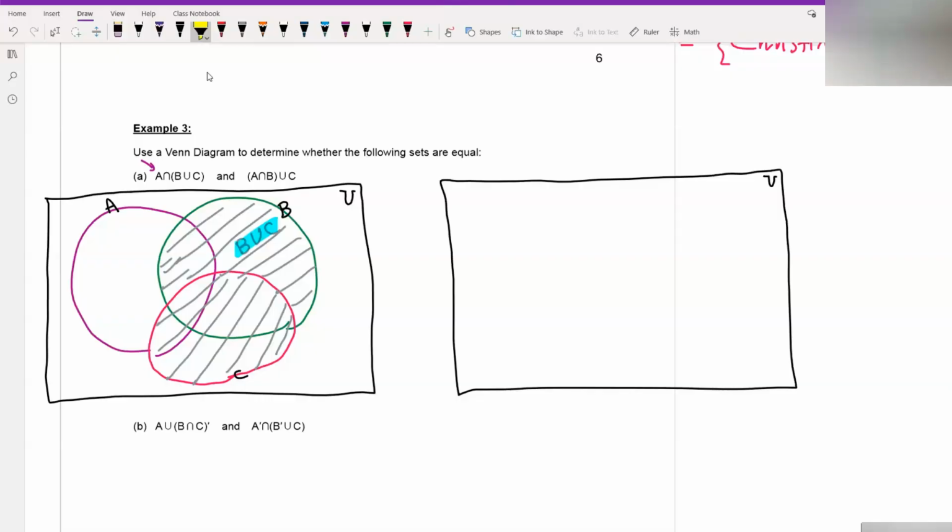So A is the circle in purple. And here is the answer. These members belong to A and are also in common with what they have in gray color. So this one is the final answer for that part. It's better to erase these.